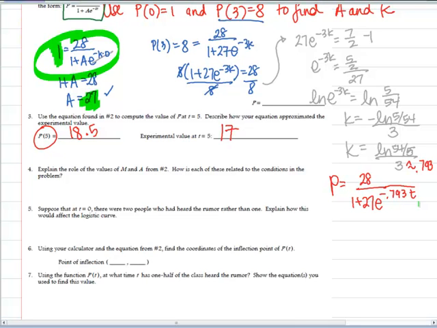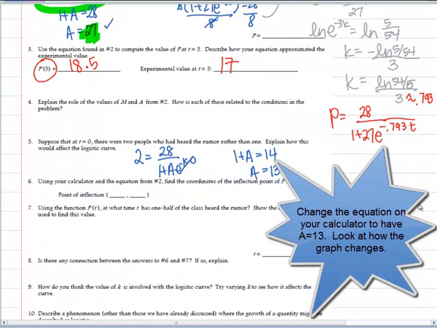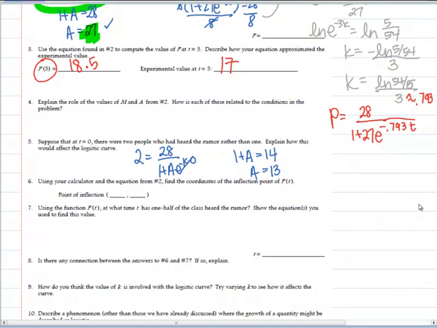27. So let's see, suppose that at t equals 0, there were 2 people that had heard the rumor rather than 1. Explain how this would change the logistic growth curve. Well, let's look at what would happen here. If there were 2 people that had heard the rumor, then we would have 1 plus A equals 14 and A equals 13. So this coefficient down here is a little bit less. Now, question number 6, using your calculator and the equation from number 2, find the coordinates of the inflection point.